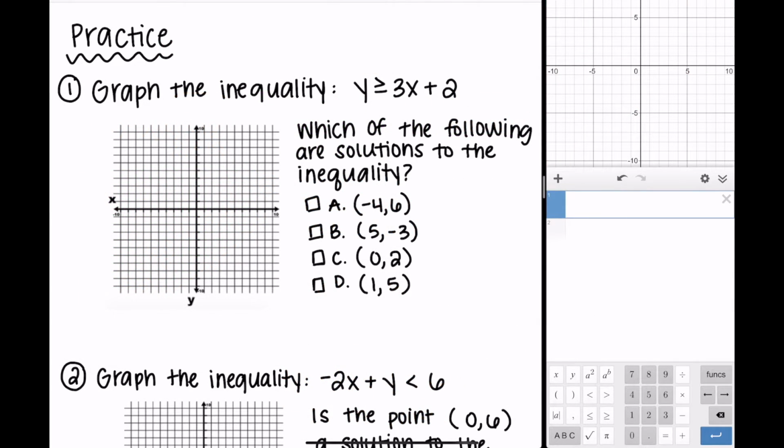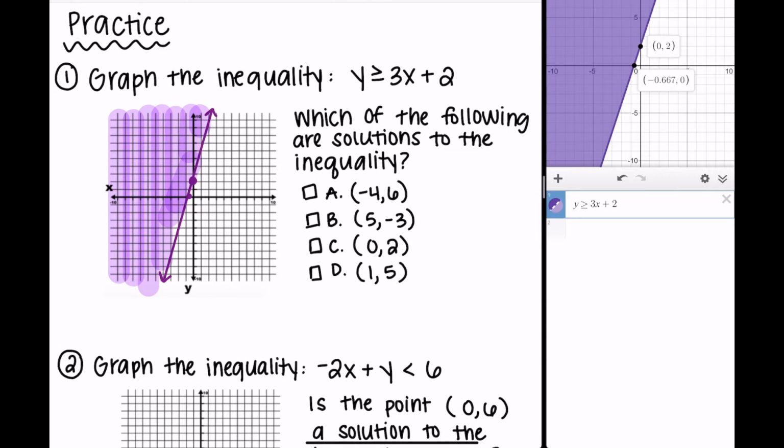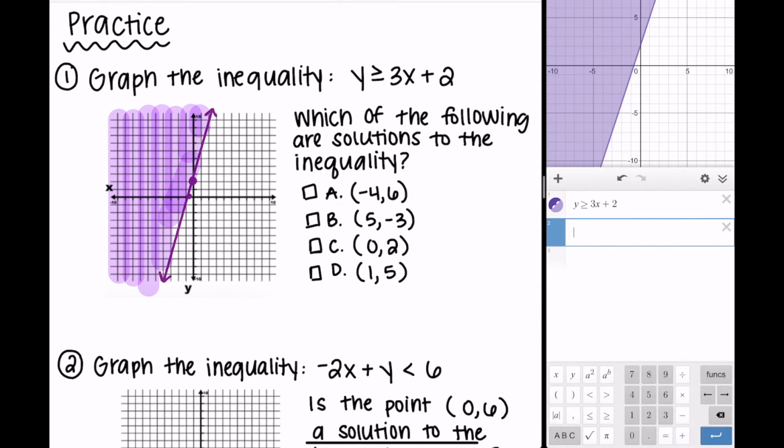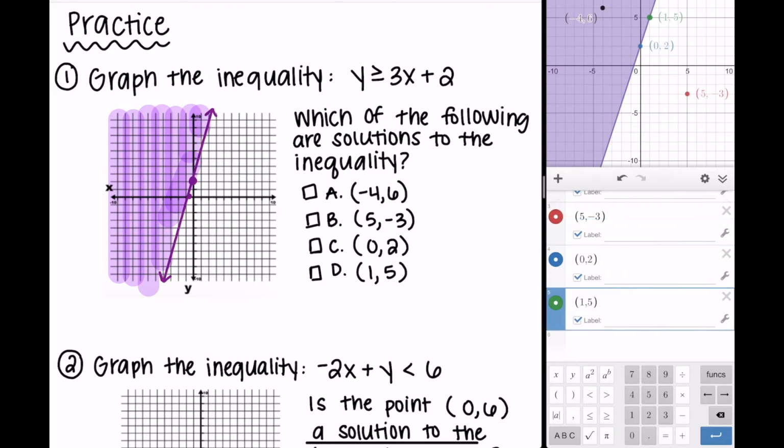Now let's do some practice questions. Number 1, graph the inequality. So first, graph it in Desmos. y is greater than or equal to 3x plus 2. Okay, now we are going to answer the question, which of the following are solutions to the inequality? Really all we have to do is go into Desmos and type those points and see which of those points fall in the shaded region or on the solid line. I've given each of these labels so that we can see which points are which. 4, 5, 6. That definitely falls in the shaded region.